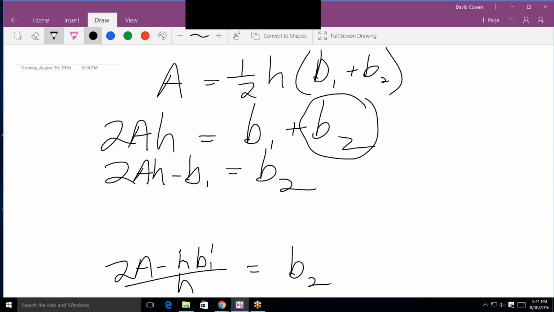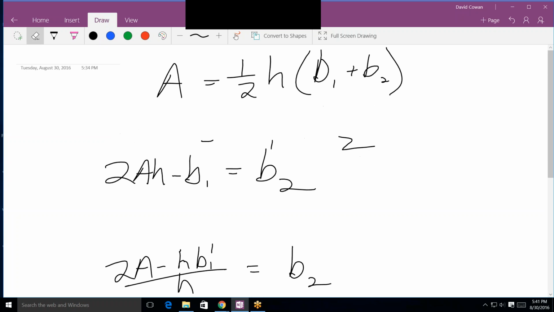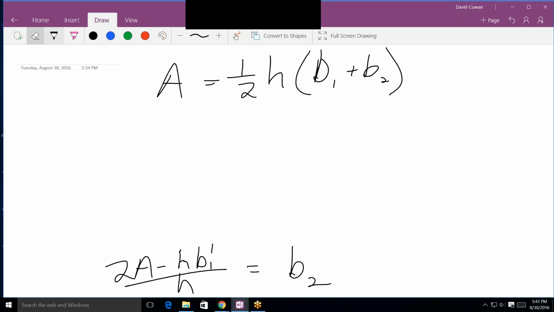I made a mistake here. I meant to divide by h. I meant to divide by h. It's still a simpler way. It's not the same answer, the way I did it, because I made a mistake. Here, let me... Yeah, it would be 2a minus h b1. Here we go. Let's do it properly here.